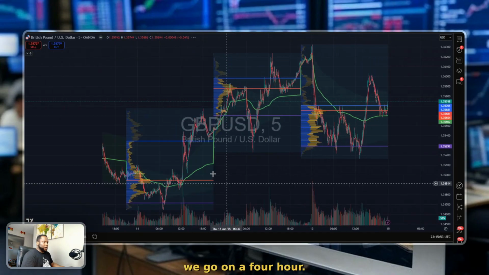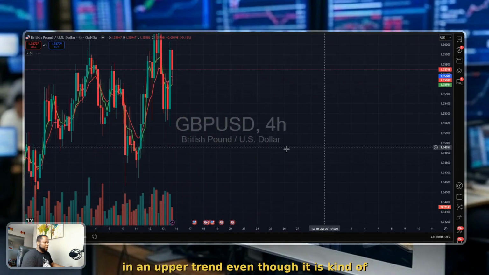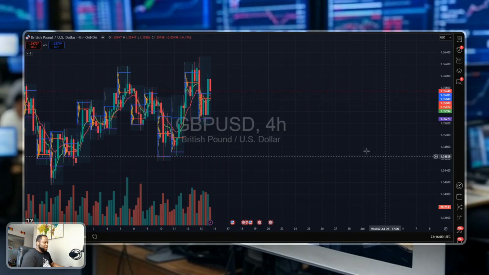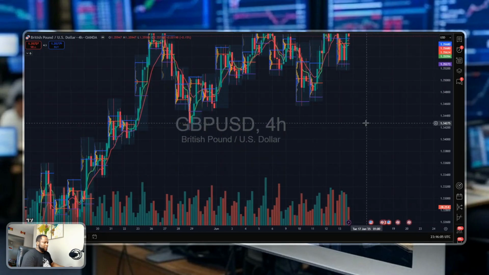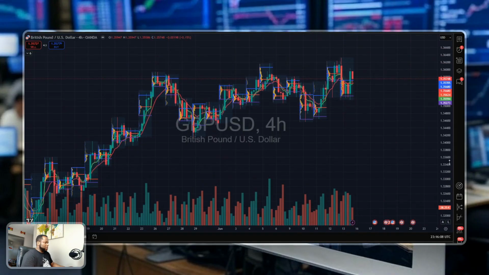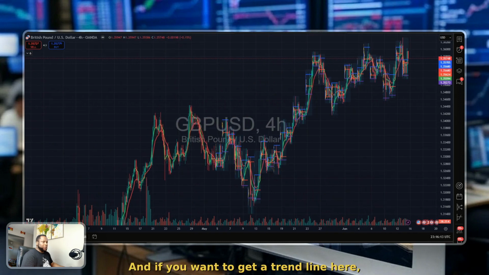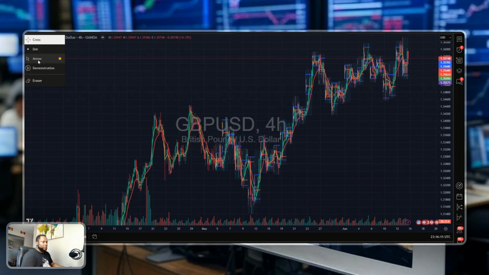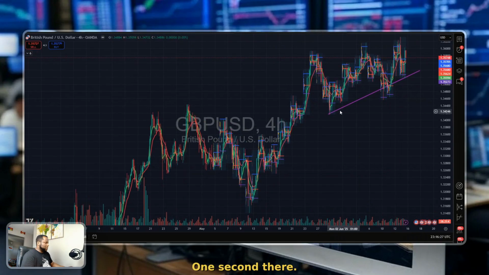British pound USD, and we go on the 4 hour. We are also in an upward trend, even though it is not as accurate as it should be. On the 4 hour, we have been moving slowly. And if you want to get a trend line here, even though it's not as beautiful as on Pound JPY, we have something like this. If you want to hold that like that, I'll bring it down closer this way. One second there.